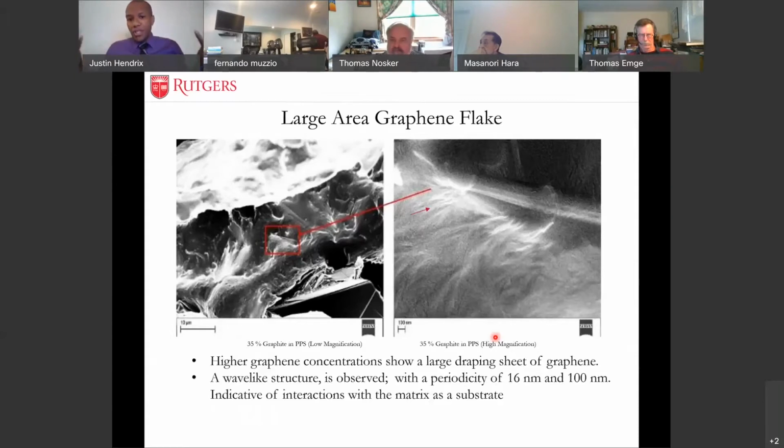Another thing that we found is that for most processes, you want to retain high quality graphene sheets. So here's an example where you have a large area graphene sheet that's created through exfoliation. And it's so large, it's really draping over the fracture surface. And it has these substrate effects where, as it's laying on the surface of the polymer, it has this wave-like structure that's generated.